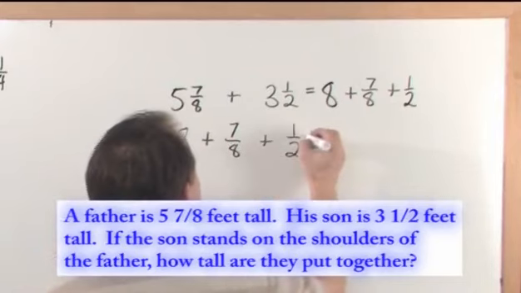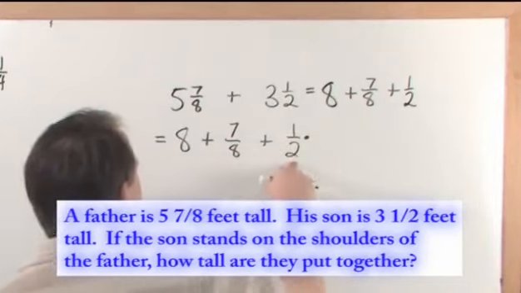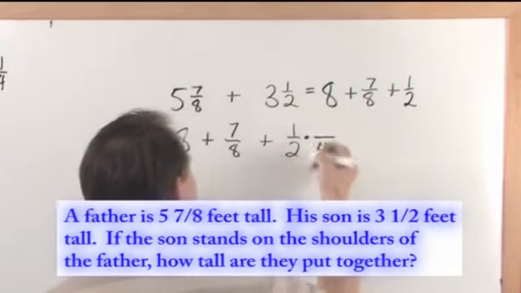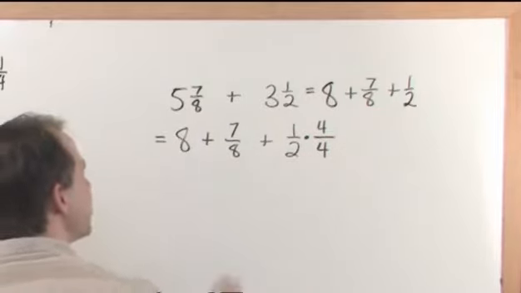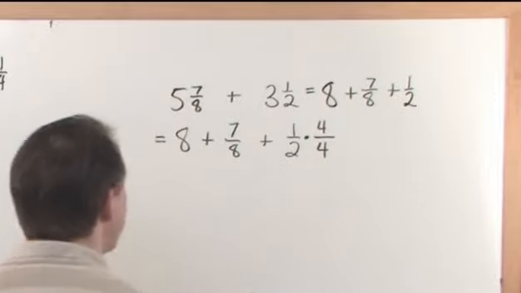So I'm going to have my 8 plus 7/8 plus 1/2, and I'm going to change this 1/2 into something with a bottom number of 8. What can I multiply 2 by to give me 8? I've got to multiply by 4. But in order to do that, I've got to multiply by 4 over 4 because that is 1. And I can multiply any fraction by 1. So I haven't really changed anything. I just changed the way it looks.